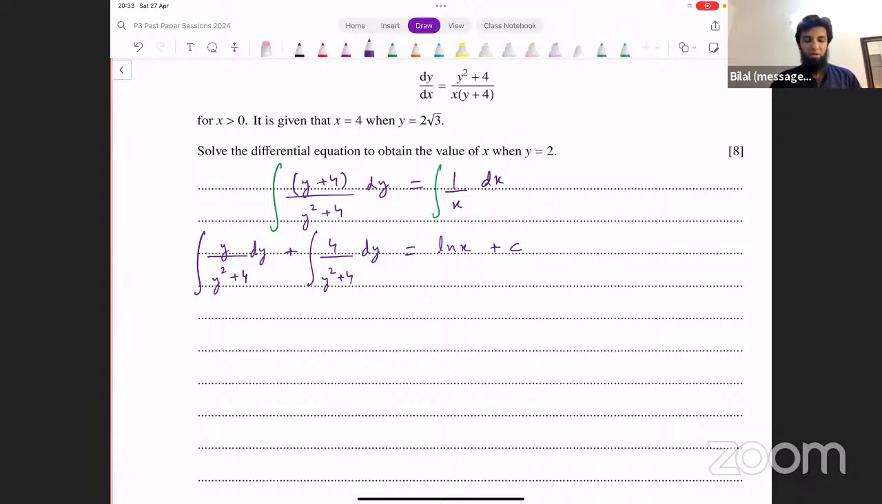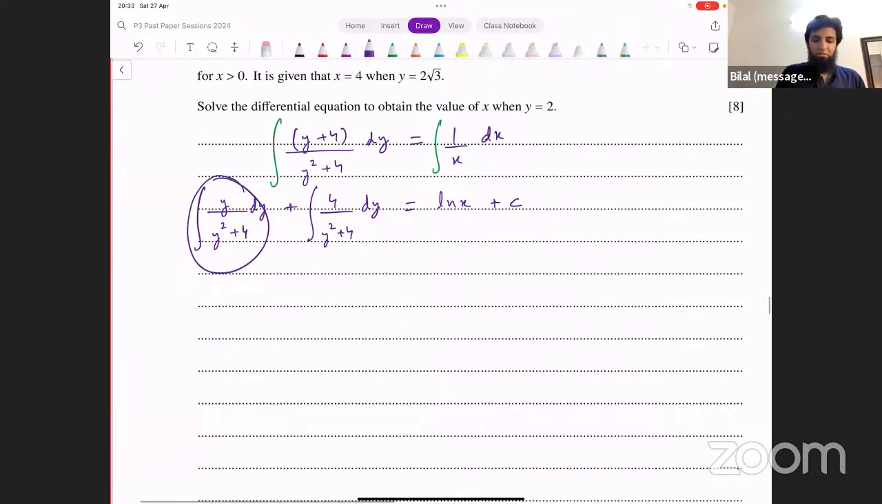Now, what about the first one? The first one we can integrate using the ln rule now. What's the derivative of the denominator? 2y. Now we can have 2y in the numerator. We can just multiply by 2 inside, and to balance that, divide by 2 outside. And now this is the standard ln form. Derivative of the denominator is appearing in the numerator now. So this integrates to 1 over 2 into ln of y squared plus 4.